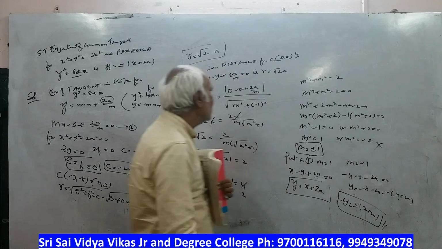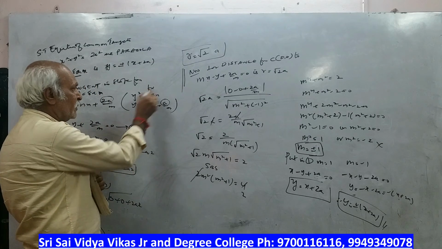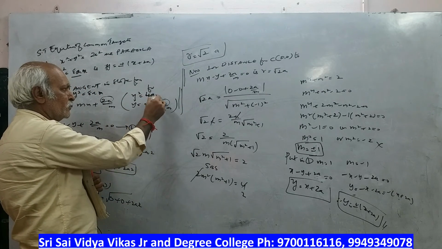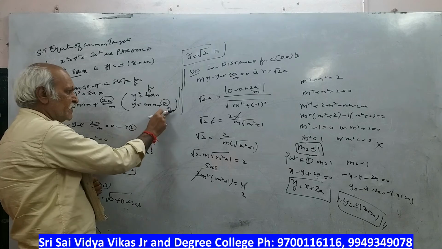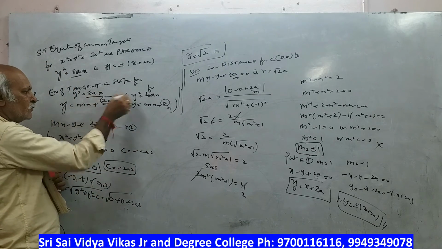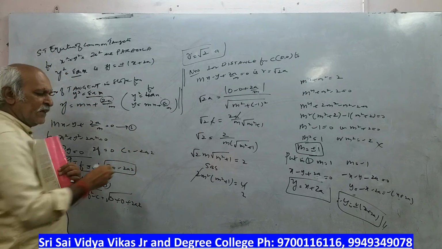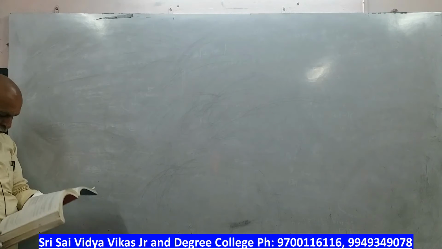Right? So here, very important: for y square is equal to 4ax, it is y is equal to mx plus a by m. Here 8ax is there, so 2a will come from this line equation. Okay, please note down. Next.